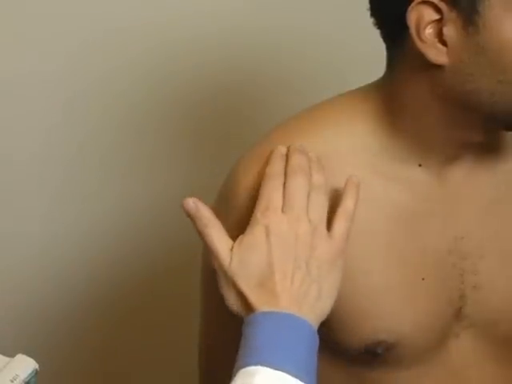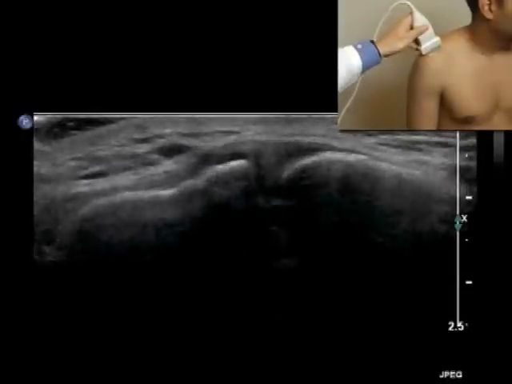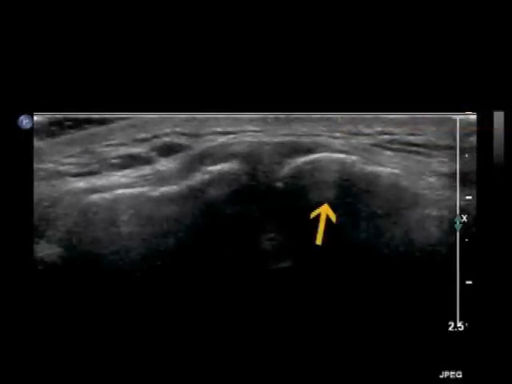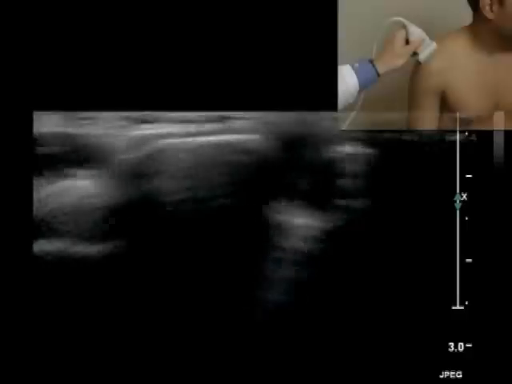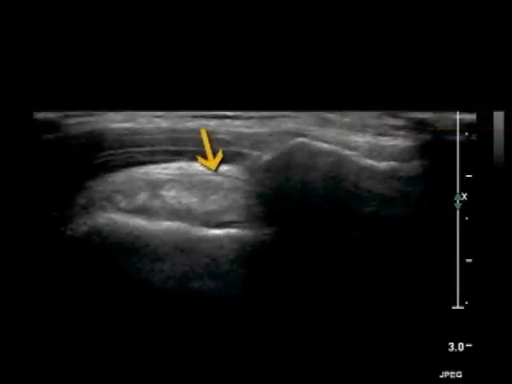With the patient in neutral position, the acromioclavicular joint can be identified with palpation of the distal clavicle. The transducer is placed in the coronal plane, and the bone contours of the distal clavicle and adjacent acromion are identified. The transducer is then moved lateral to the acromion in the coronal plane to evaluate the subacromial subdeltoid bursa, appearing as a thin hypoechoic layer.